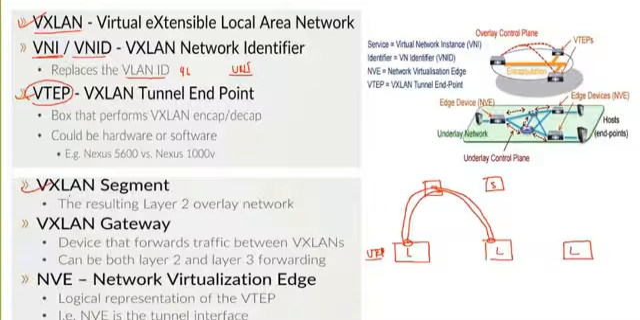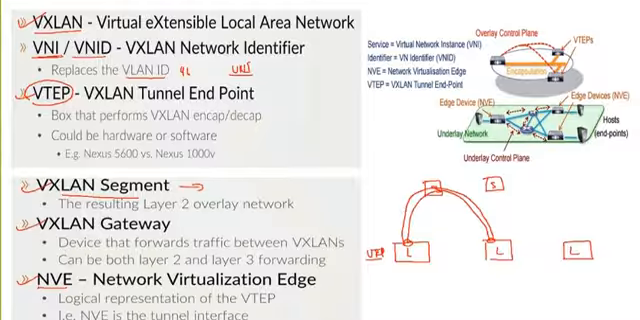A VXLAN segment is obviously a layer 2 network. What do you mean by VXLAN gateway? A VXLAN gateway can be a layer 2 gateway or a layer 3 gateway. When traffic is forwarded between VXLANs, the device which forwards the traffic between VXLANs, we call a VXLAN gateway. You can say it is inter-VXLAN routing or switching. And what is NVE?